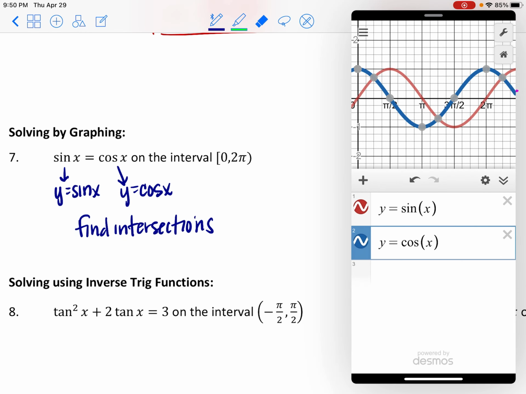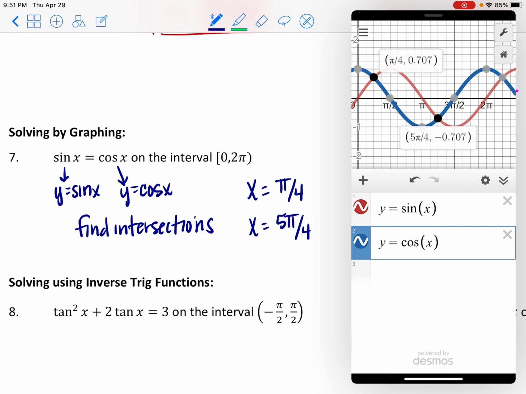I don't care what's happening before 0. I don't even care what's happening at 2 pi or after, just in between there. So where these two are going to be equal is where they intersect. And if you tap on those intersections, Desmos is so nice, it gives you the exact values. So the x value in that first intersection was pi over 4. And then right here is our second intersection, and that x value is our second solution. So x is equal to 5 pi over 4.